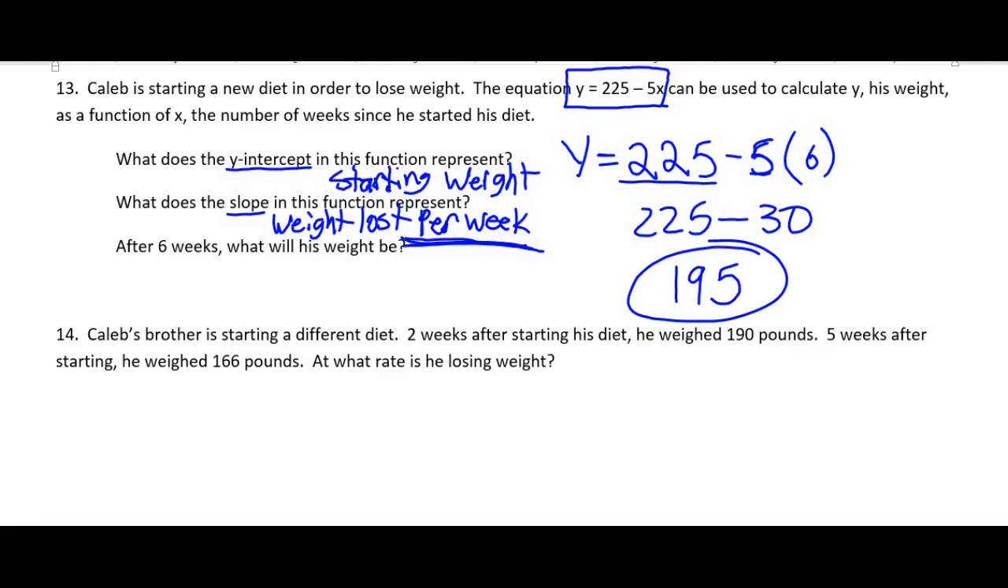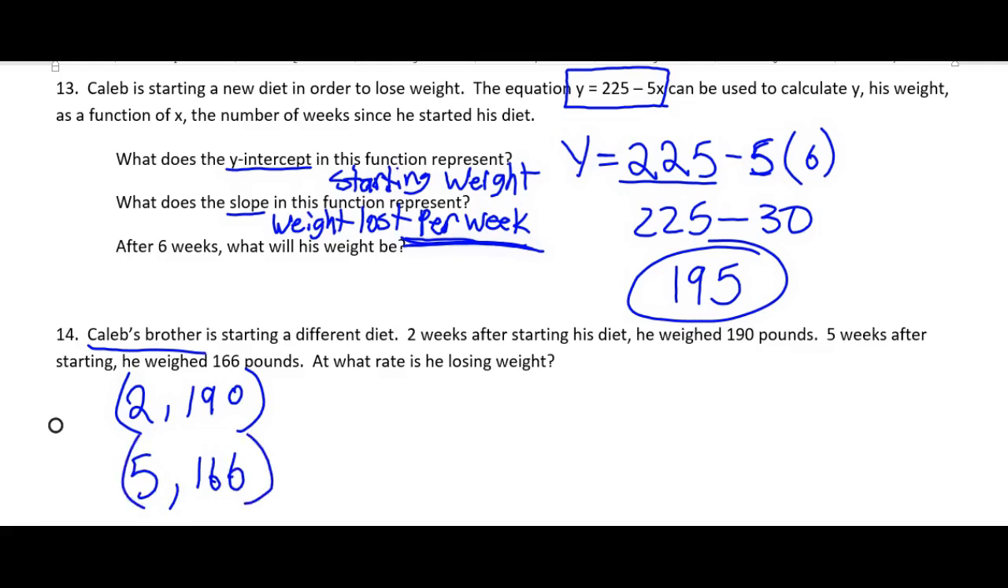Number 14, similar to 13, Caleb's brother, starting a different diet. 2 weeks after starting his diet, he weighed 190 pounds. I don't know what he weighed at the beginning, but I know after 2 weeks, that's what he weighed. I can think of that as an ordered pair, 2, 190. 5 weeks after, he weighed 166.